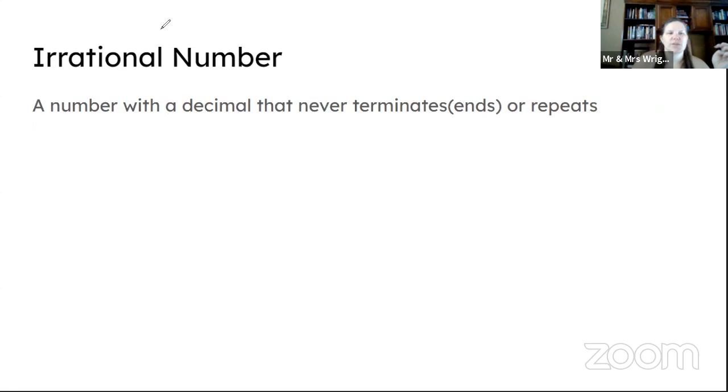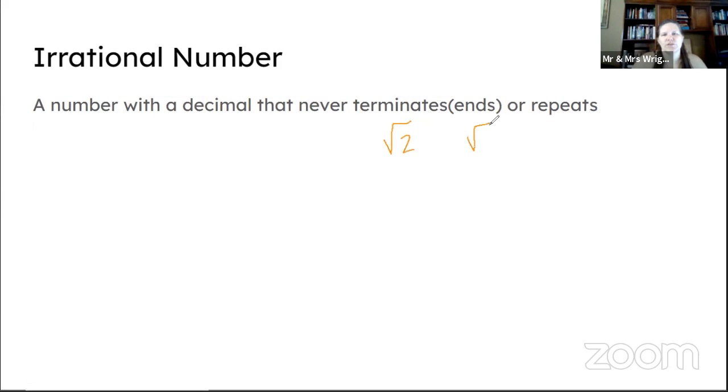An irrational number, all right? This is a number with a decimal that never terminates, which means ends, or repeats. So a lot of times irrational numbers are going to look like square roots. The square root of 2, the square root of 6, the square root of 7. The square root of 9 is not irrational because if you simplify that, if you do the math, it becomes simply 3. And 3 has a decimal that ends. It ends right here before the decimal place, right? Because if you were to keep going there, it's just zeros after that.